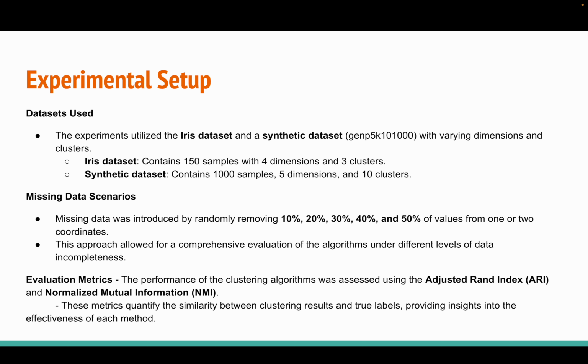So what is happening is they have removed some percent of the data, 10, 20 to 50% to be exact, and 50% data from 1 or 2 coordinates. So they have 4 dimensions, out of which first they have tried removing 10%, 20, 30, 40 and 50% from one dimension, and then the same from the second dimension. This approach allows for comprehensive evaluation of the algorithm under different levels of data incompleteness.